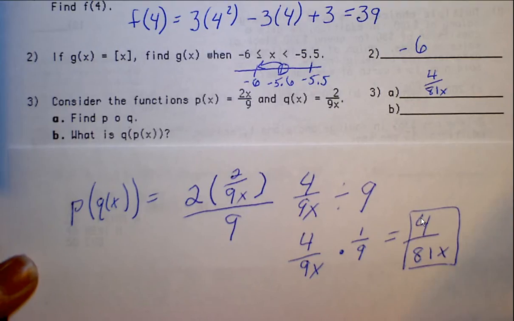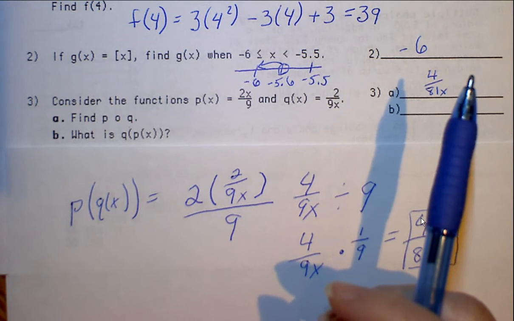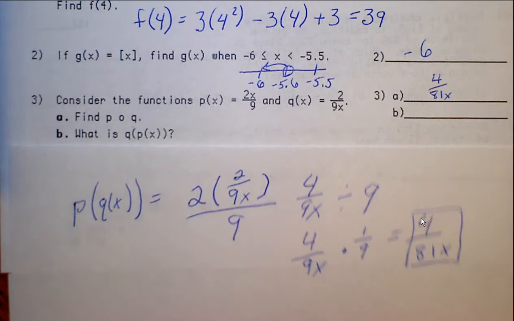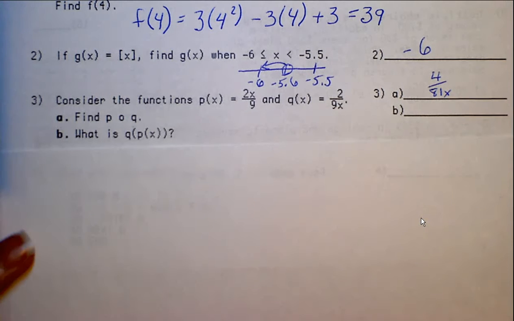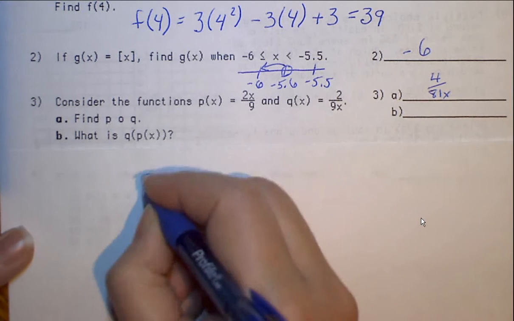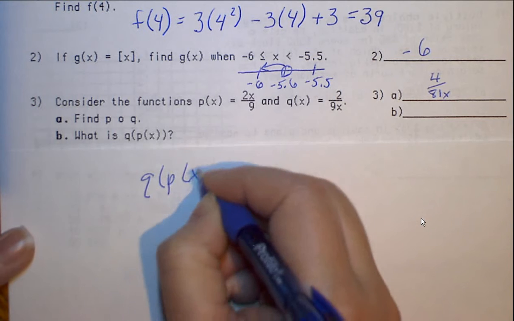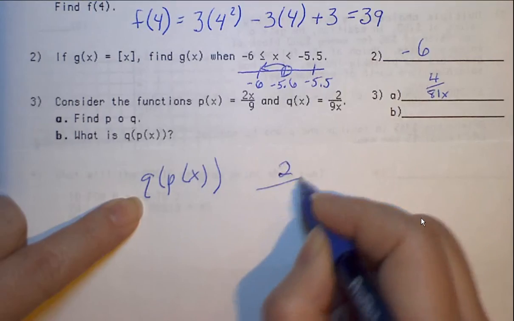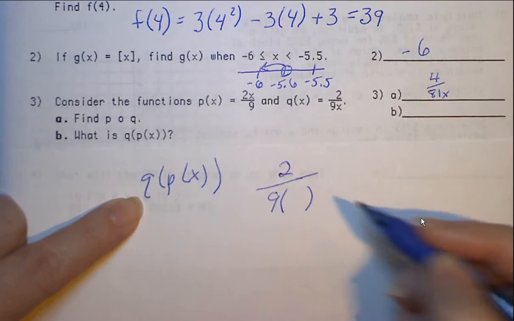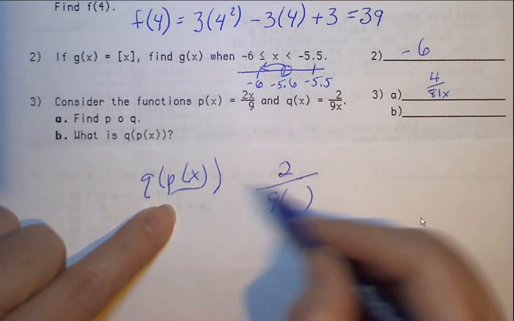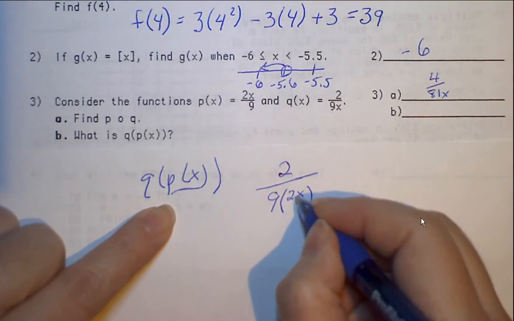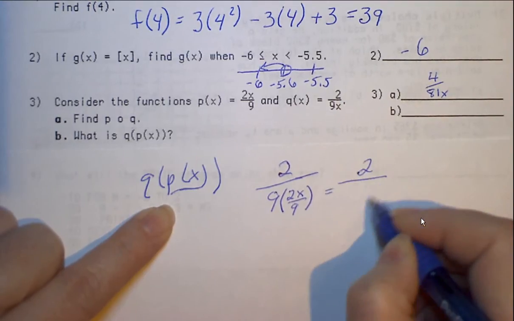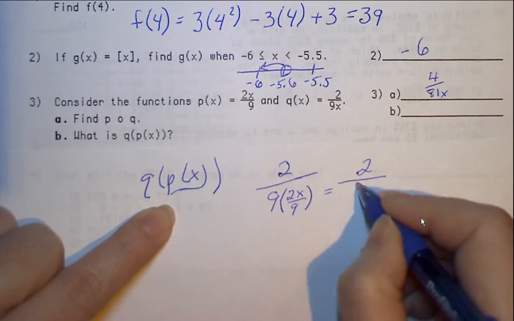Alright, so now we have here B. B says to find q of p of x. So q of p of x. So now we're going to put q, so we have 2 over 9, and then that would have been our x. And now we're putting p in for the x. So we have 2x divided by 9. Let's clean that up a little bit. We have 2 divided by 9 times 2 is 18x over 9.